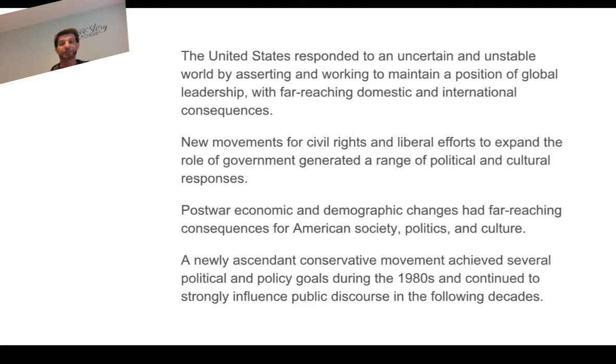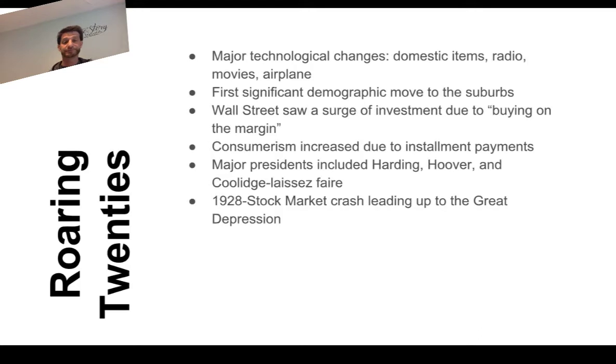Also, we have the post-war economic and demographic changes, so things like the baby boom, that had huge consequences for American society, politics, and culture. And then last off in the 1980s, a newly ascendant conservative movement that responded to all of this and has had influence on us ever since. So you can kind of think of this time period starting with the Great Depression and the New Deal leading into the Cold War, the civil rights movements, and then the responses to that. That's basically what these key concepts are getting at.